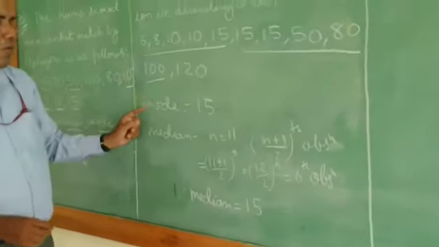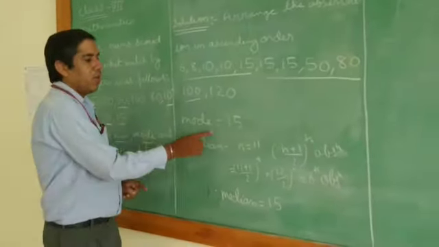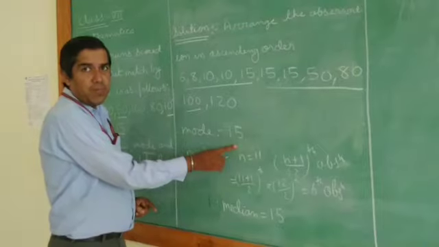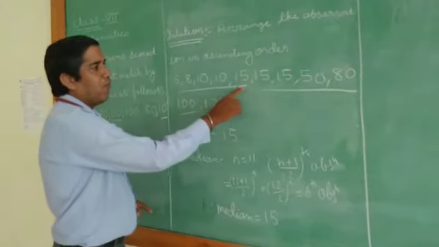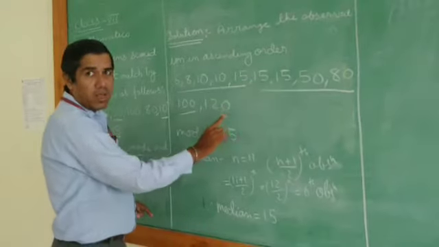I think it is clear to you how the mode came. Mode is the number of which observation repeats the maximum number of times. So 15 came 3 times: 1, 2, 3. So the mode is 15.